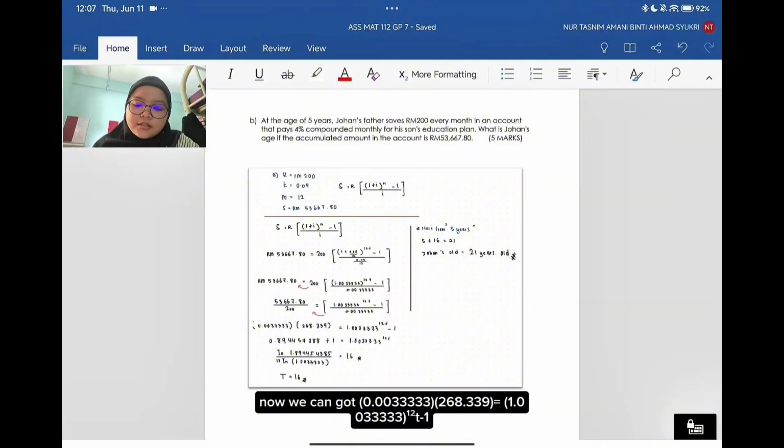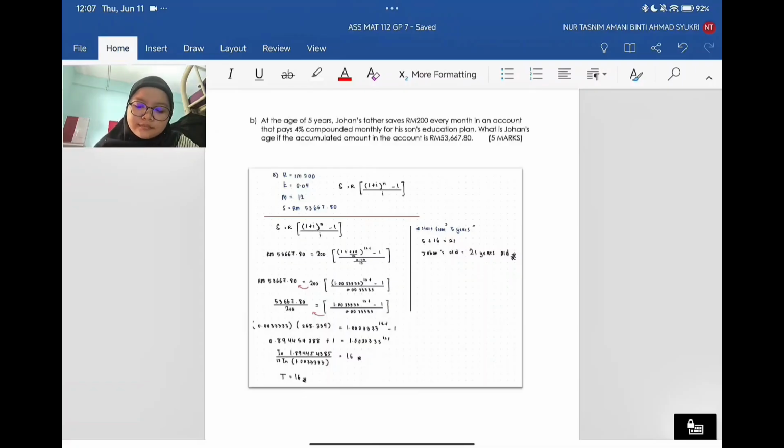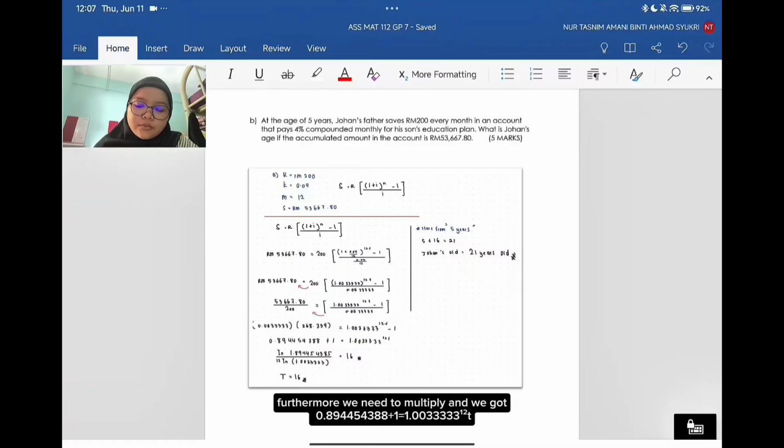Now we get 0.0033333 times 26,833.9 equals to (1.0033333)^(12t) minus 1. Furthermore, we need to multiply, and we got 0.898 plus 1 equals to 1.0033333 to the power of 12t.